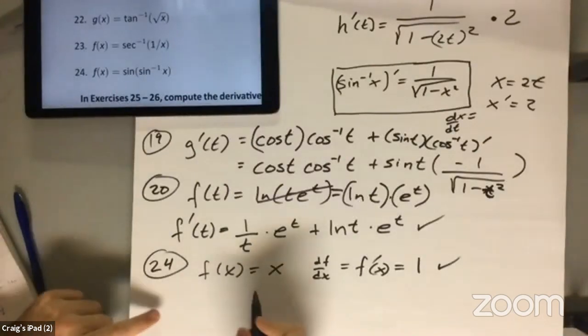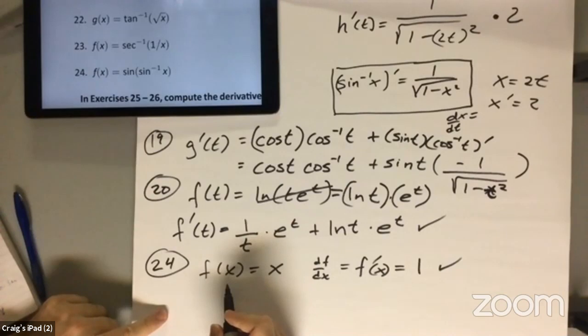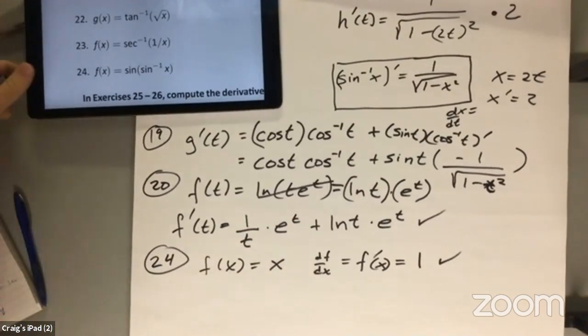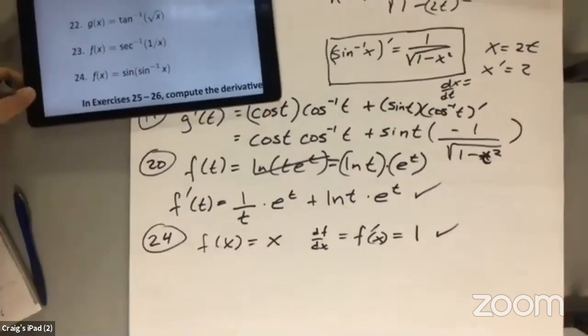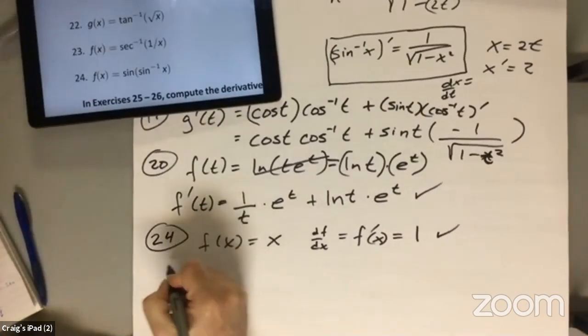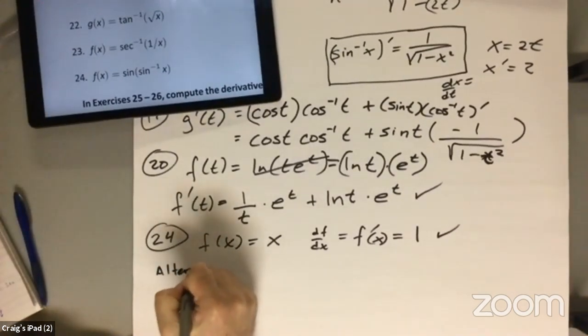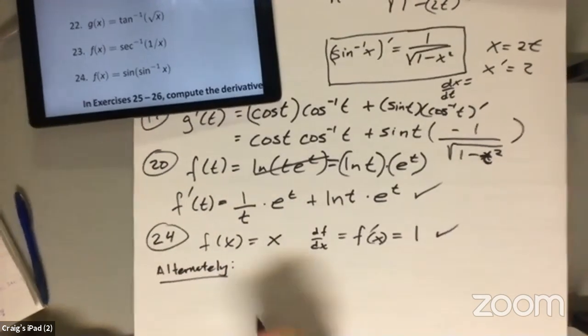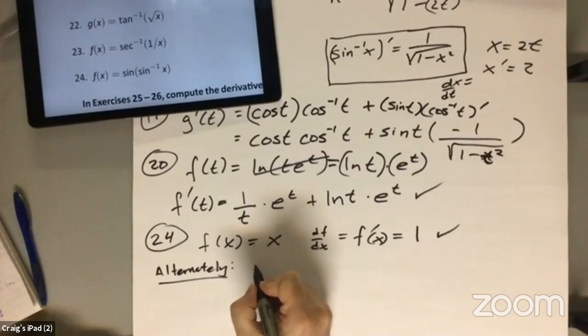Anyway, so let's do it the stupid way for practice in trigonometry. Okay, the stupid way is going to be a nightmare. So alternately, we can take the derivative of the sine of the inverse sine.